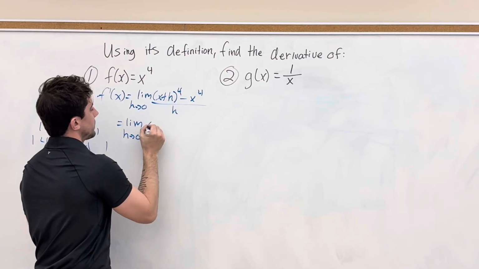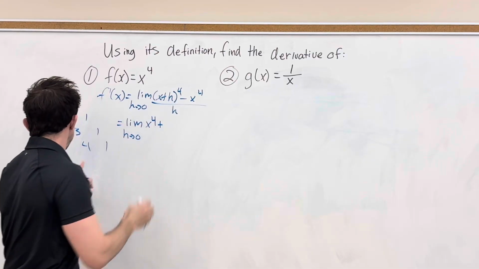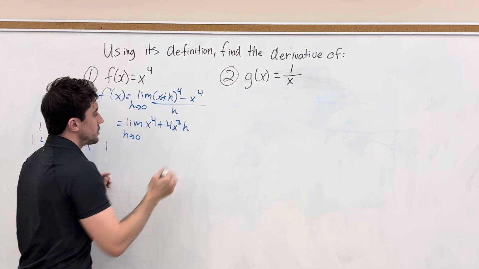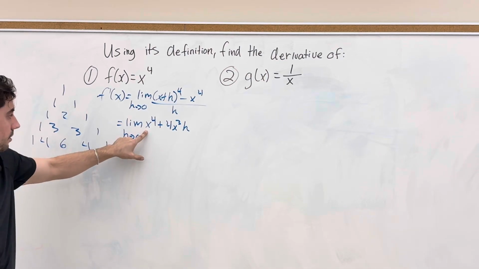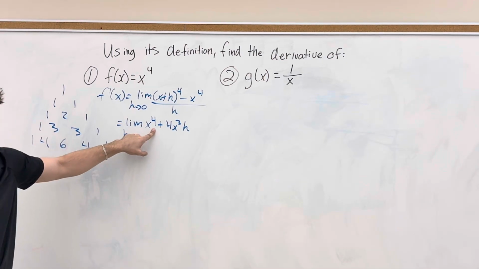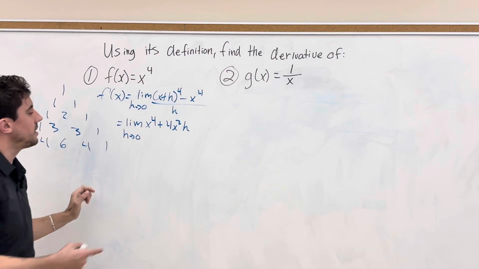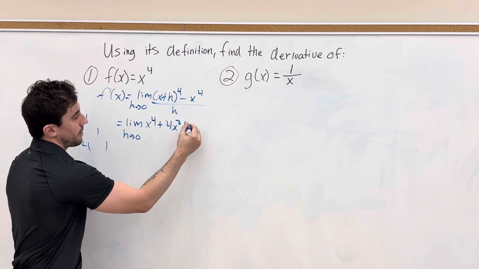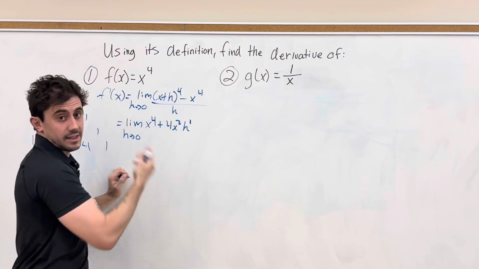And so that means we're going to get x to the power 4 plus 4x cubed times h, right? So this is like x to the power 4 times 1 times h to the power of 0, which is just x to the power of 4. Here we have the 4, we have x to the power of 3, h to the power of 1, right? And then we keep going.